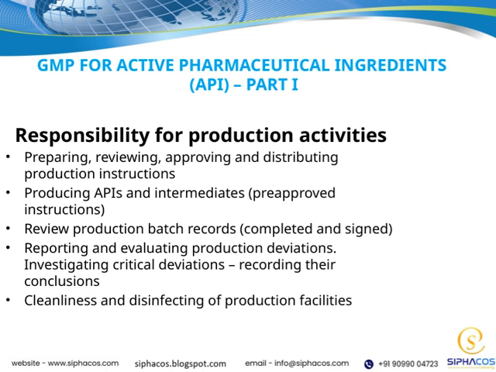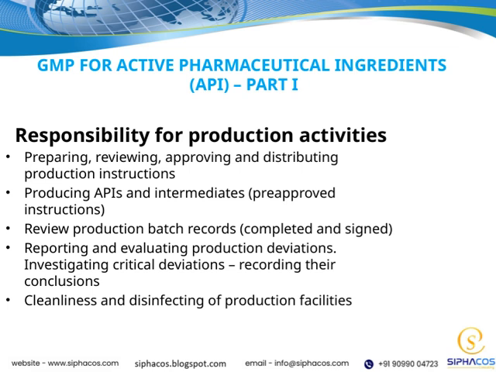Reporting and evaluating production deviations is equally important. When deviations occur, they must be properly documented, and critical deviations should be thoroughly investigated. Recording the conclusions of these investigations helps us prevent future issues and maintain product integrity.